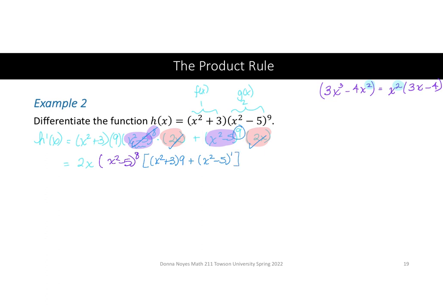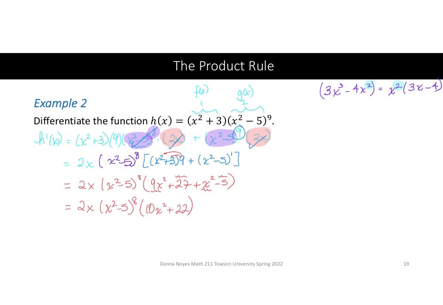So if I simplify it all down together, I end up with 2x times x squared minus 5 to the 8th. And on the inside, if we distribute this 9, we end up with 9x squared plus 27 plus x squared minus 5. And we can combine these x squareds, and we can combine the 27 and the minus 5. So our last step here would be to make it 9x squared plus x squared is 10x squared, and 27 minus 5 would be 22. So this would be our solution.